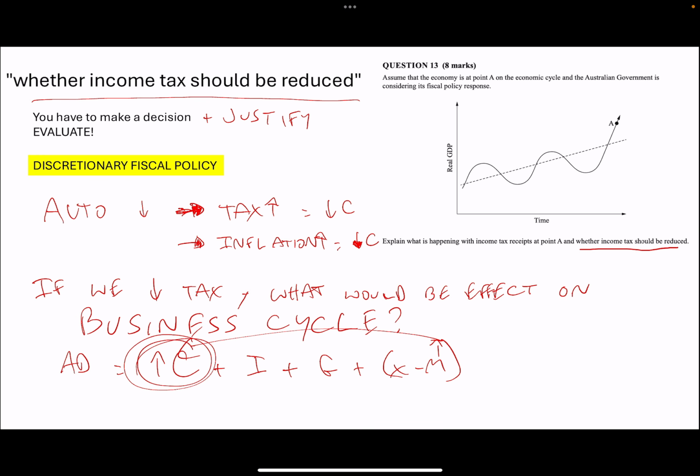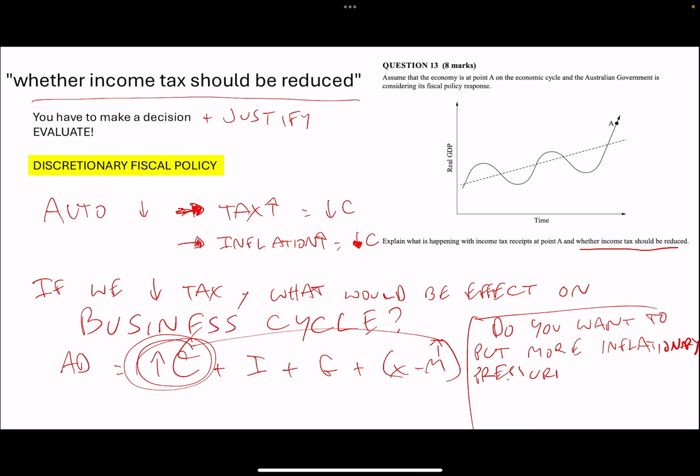Now, with an economy which is working pretty hot and is already seeing inflationary pressure, do you want to put more inflationary pressure into an expanding economy? Because, you know, if I have an extra dollar in my pocket, I'm probably going to spend it.